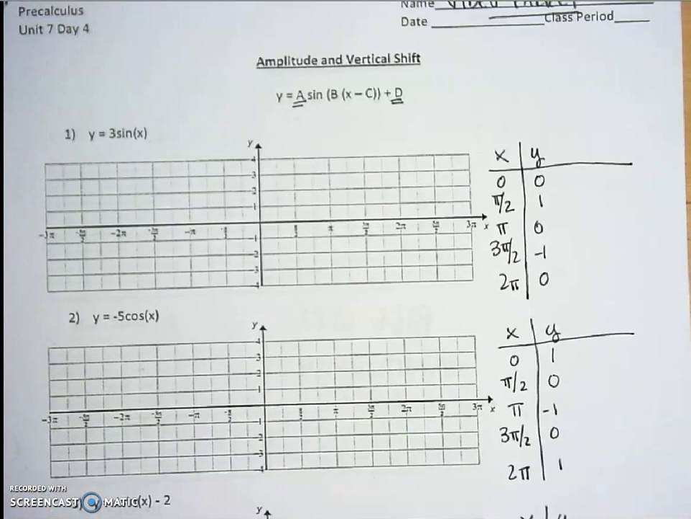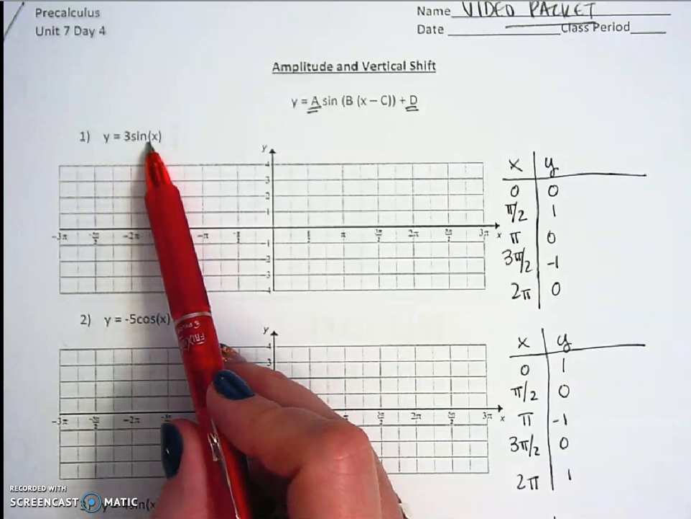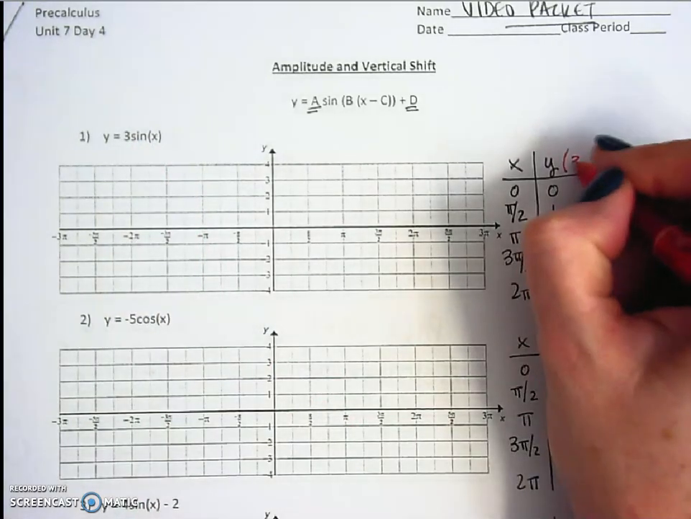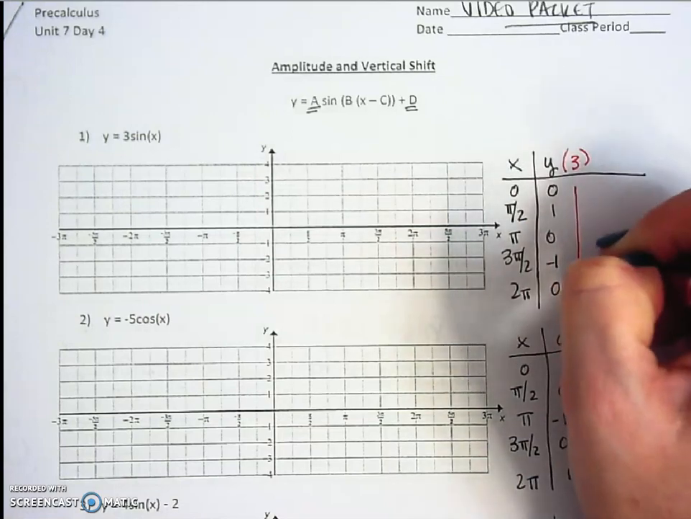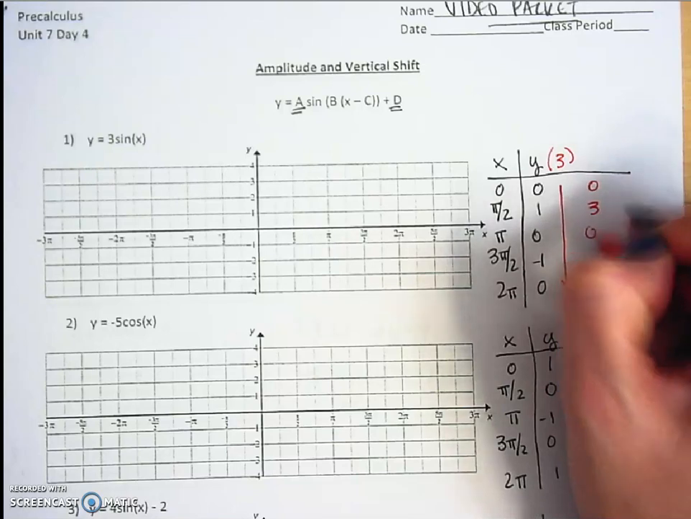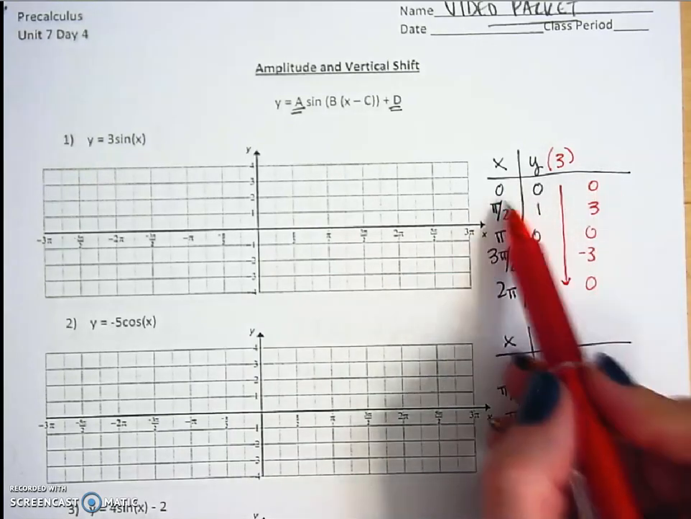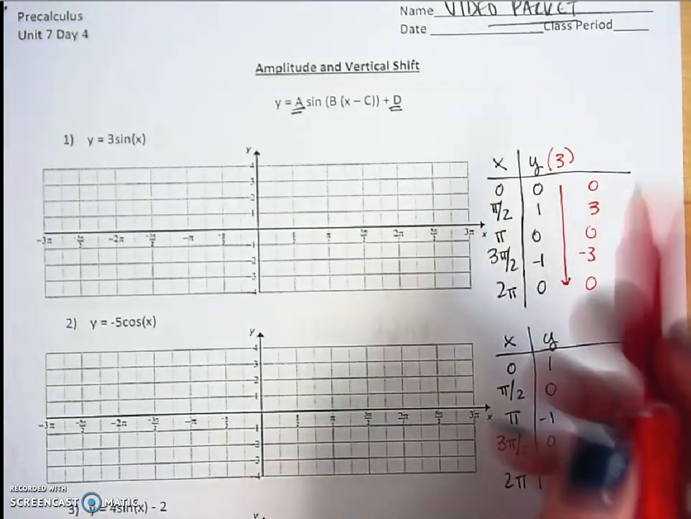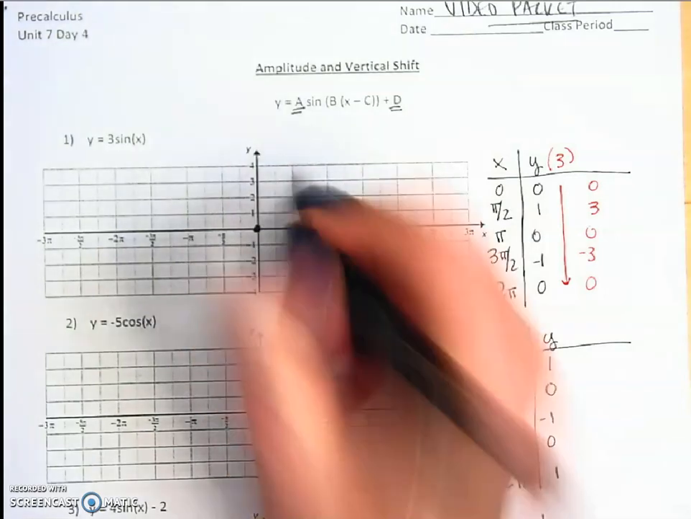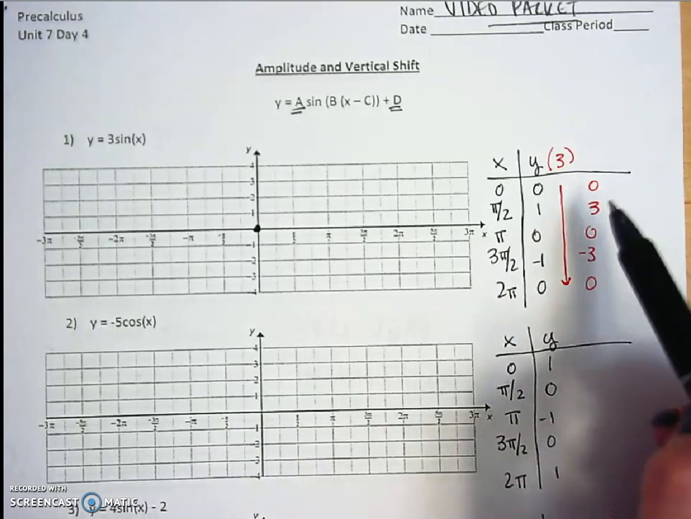Okay, my tables are all filled in. For this first function, we have 3 times sine x. So you're going to be taking all your y values and multiplying them by 3 all the way down. That's going to give me 0, 3, 0, negative 3, 0. So my new points are 0, 0. And I'm going to graph one cycle in black and then fill in my left and right repetitions in red so you can see the difference.